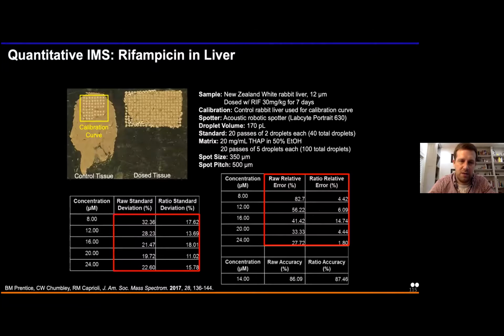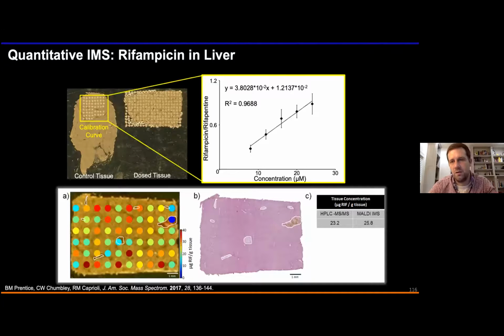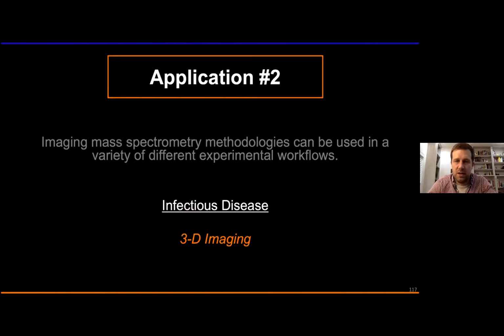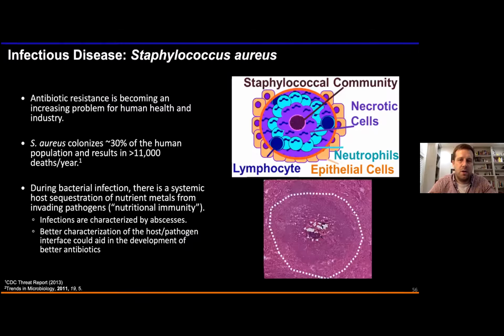I won't talk a ton about how we do this, but we can generate calibration curves on control tissues and then use that to figure out how much is actually in a dosed tissue. We've also used imaging mass spectrometry to look at infectious disease.